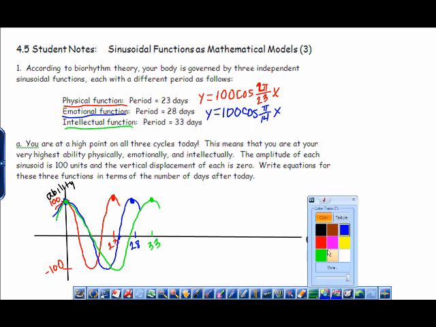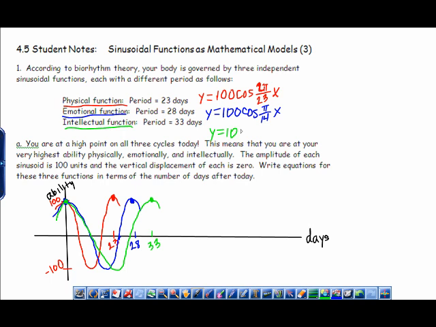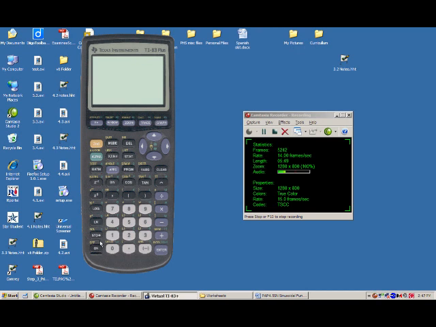And then the last one, the intellectual, y equals 100 cosine 2 pi over 33x. Okay, so I have my equations. Let's go ahead and graph it on the calculator before we move on to the other questions that they have.